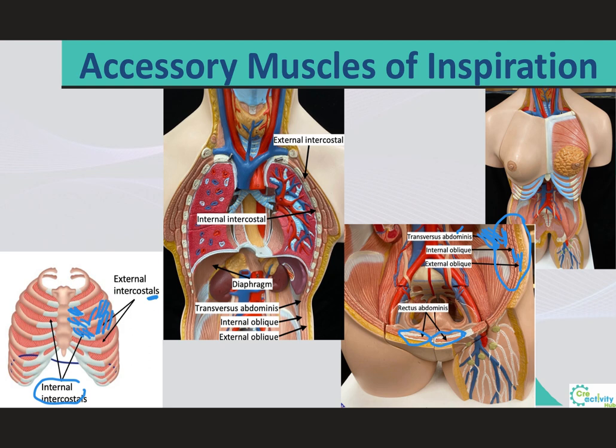So again, the externals will elevate the ribs. So that's how I remember that external starts with an E. So they will elevate the ribs, and the internals will depress the ribs. Also on this image, we can see how between the ribs, there's a little line between these two muscles. So the one that's more superficial is going to be the external intercostal, and the one that's deeper will be the internal intercostal.